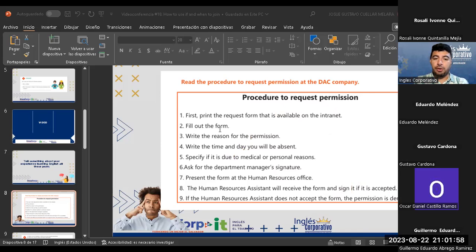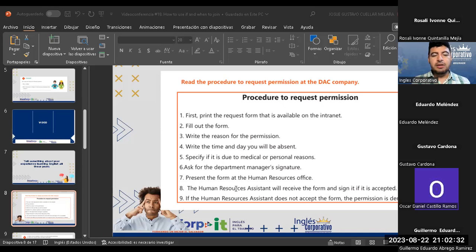Fill out the form. You can fill out the form for traveling to another country, or maybe to make a reservation, different aspects. Write the reason, okay? Write the time and day you will be absent. Specify if it is due. Especificar si es debido a. Due significa debido a. Si es debido a medical or personal reasons. Ask the department manager, well, signature.